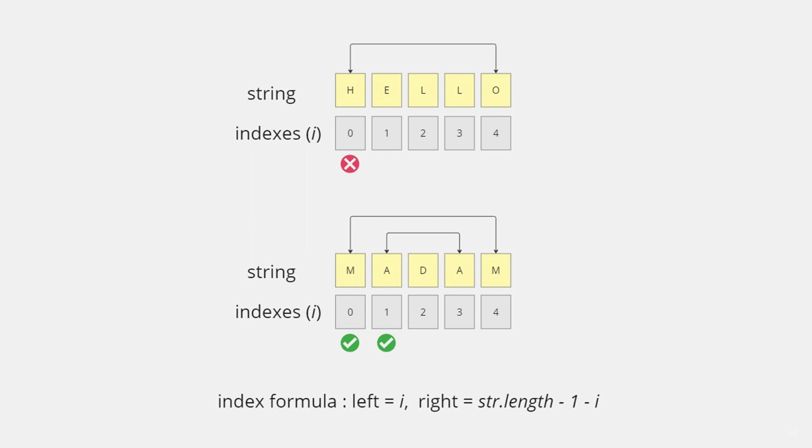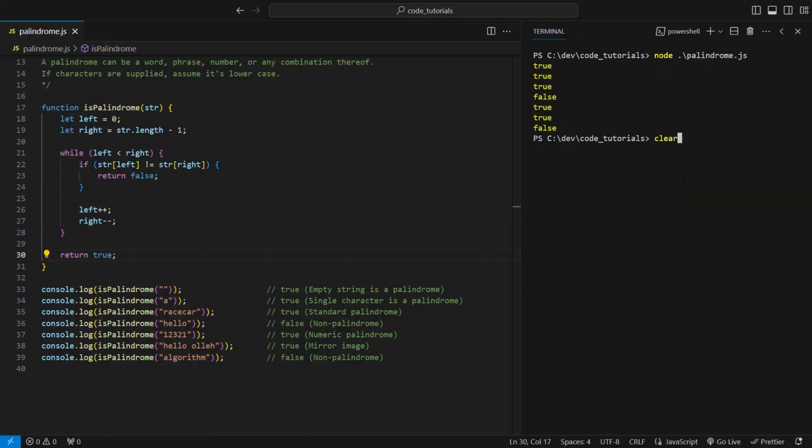We also don't need to keep two variables to store the individual indexes. If the variable for the left index is i, we can use the formula of string length minus 1 minus i to determine the right index. For example, if the left index is 0, the right index will be 5 minus 1 minus 0, which is 4. If the left index is 1, the right index will be 3. And if the left index is 2, the right index will be 2. Although for this case, we don't need to compare that, as we know that the character will be exactly the same. Okay, let's remove our previous code and give this a try.